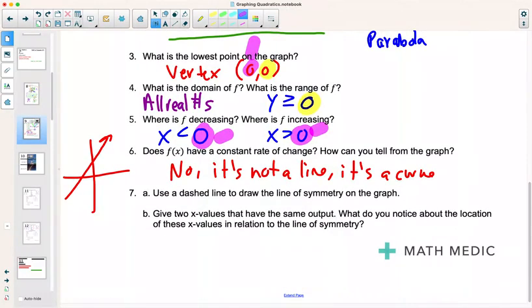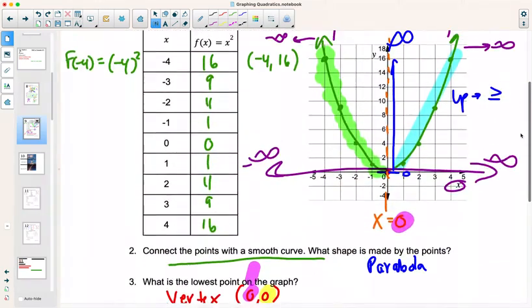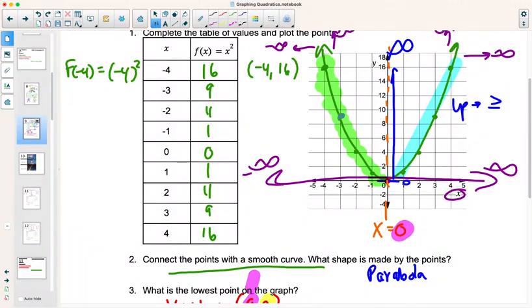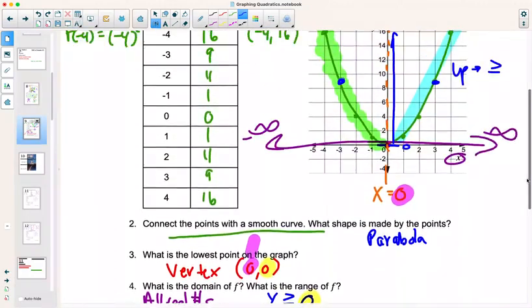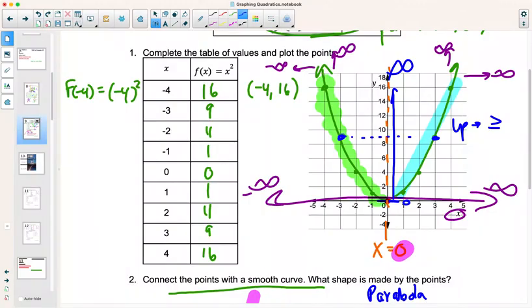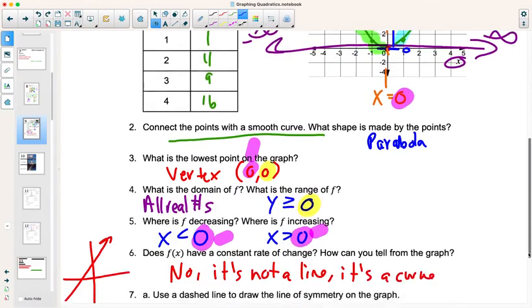Okay. All right, here we go. Give two x values that have the same outputs. All right. Same output. Let's see what's going on here. What do you notice with location of these x values in relation to the line of symmetry? Okay, that's easy enough. These 2 points, right? They have the same, what does it say? Output, aka y values. Aren't they both at 9? Right? They're both at 9. What do we know about them? How far they are from the axis of symmetry? Well, if we just measure this, just 3 boxes, right? 3 boxes. They're the same distance.